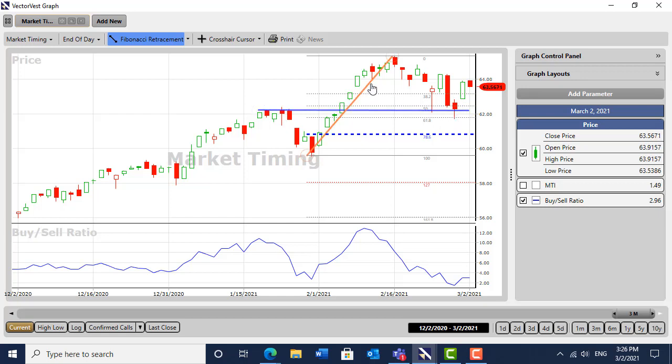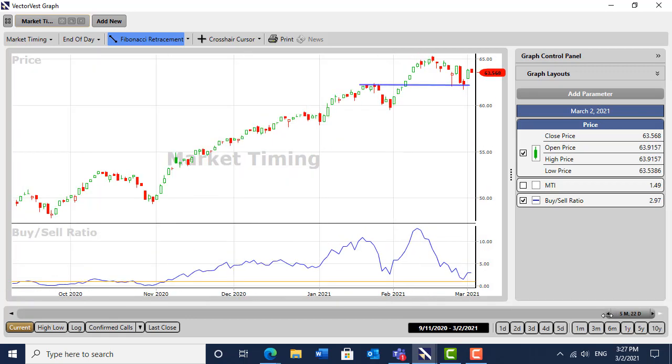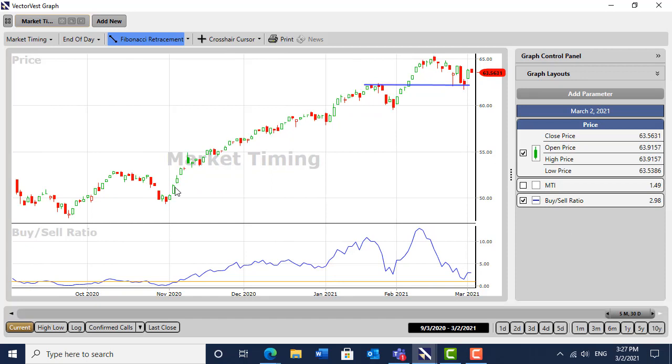So what else have we got in this chart? Well, down below we have the buy-sell ratio. I'll take the fib off for a second to make the chart clearer. And this is the number of shares that VectorVest has placed on the buy recommendation divided by the number of shares on the sell recommendation. It's a very interesting chart. This is the run-up from the October low.